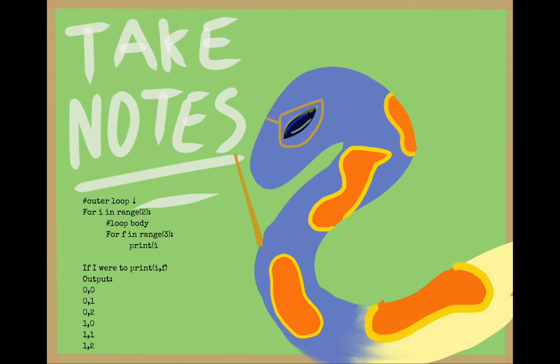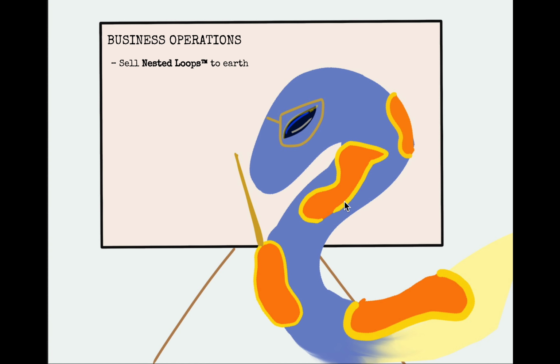So, this is a nested loop, which is a loop inside of a loop, which means that what happens is that the inner loop starts first and the outer loop loops second. So you can see here that it would be 0, 0, 0, 1, 0, 2, 1, 0, 2, 1, 1, 1, 1, 2. Apologies.